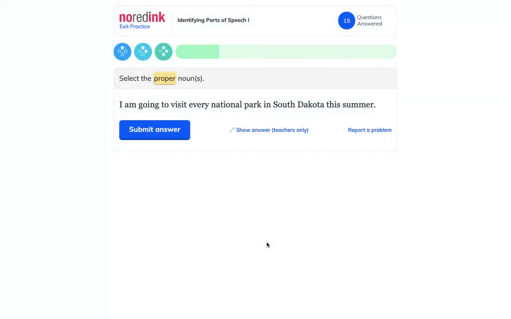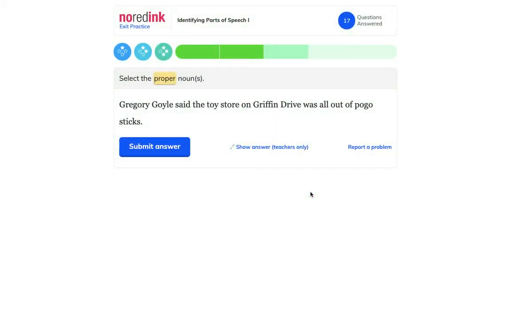I am going to visit every national park in South Dakota this summer. South Dakota is a specific place, proper noun. I love spending the weather in California because it doesn't snow. California is a proper noun. It is a specific place name.